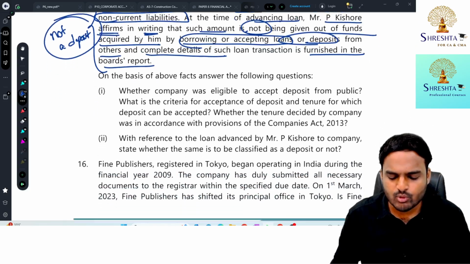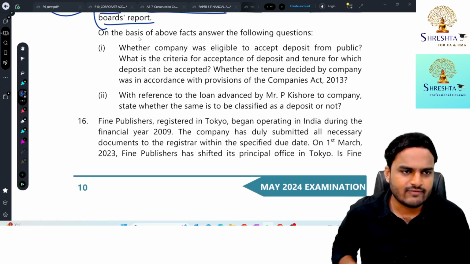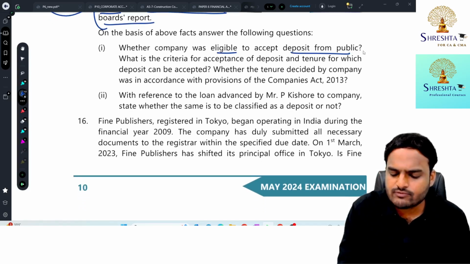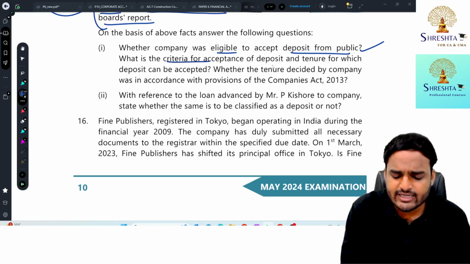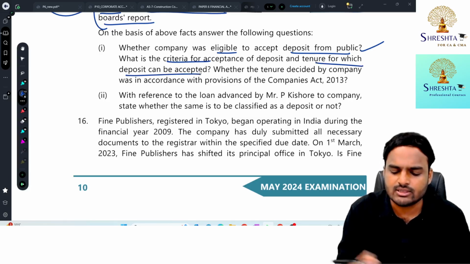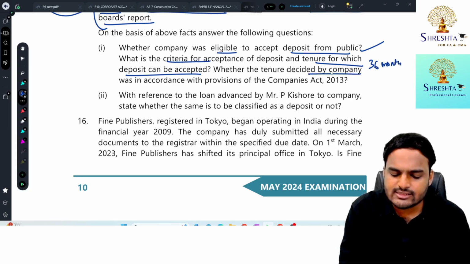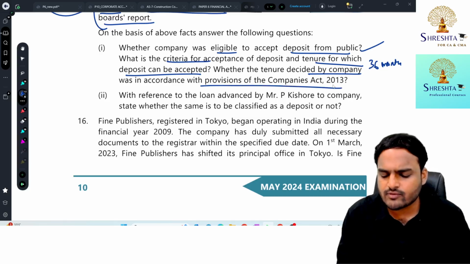On the basis of the above facts, answer the following questions. Whether the company was eligible to accept deposits from the public? Yes, it is an eligible company, it can. What is the criteria for acceptance of deposits and the tenure for which deposits can be accepted? Maximum tenure is 36 months. Whether the tenure decided by the company was in accordance with the provisions of the Companies Act?